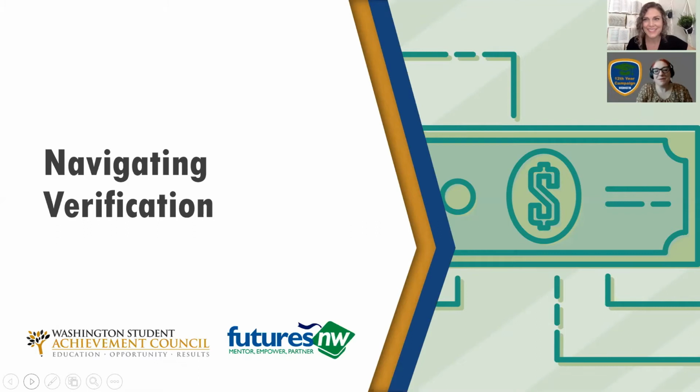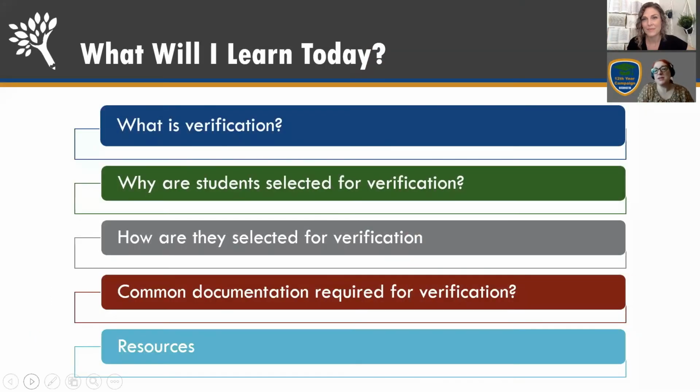So yes, we're going to talk about verification, which is a process that's part of the financial aid process. It's one of the steps for about a third of our students. So today we're going to talk about what verification is. We're going to talk about why students are selected for verification and how they're selected, so that if your student's selected for verification, you know what is occurring and that you can help them navigate that process.